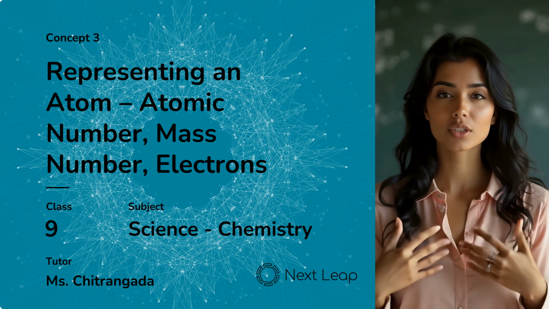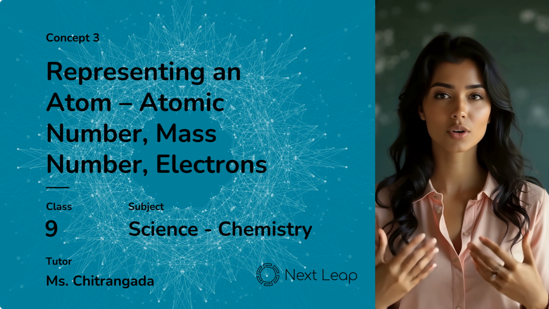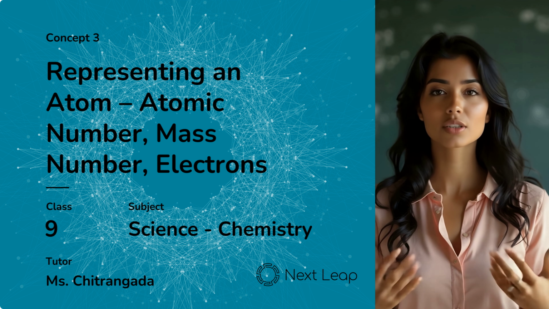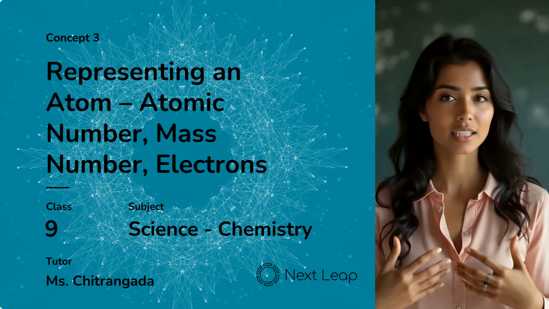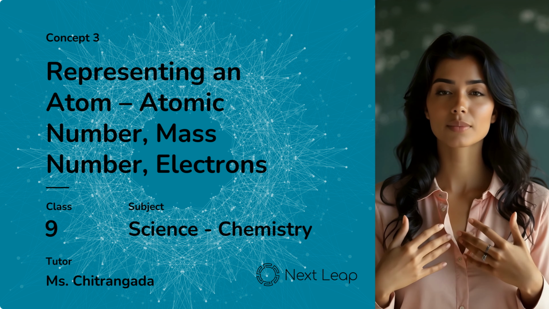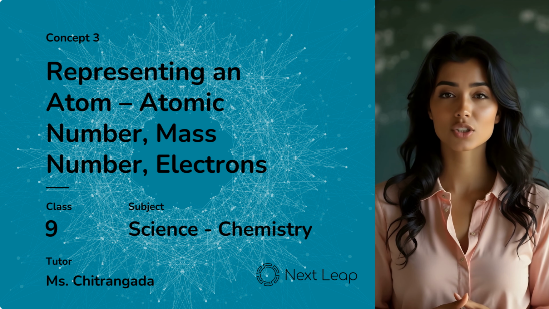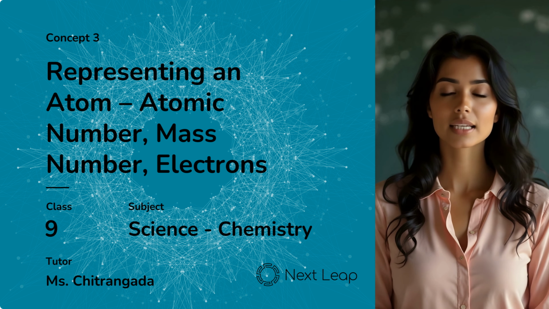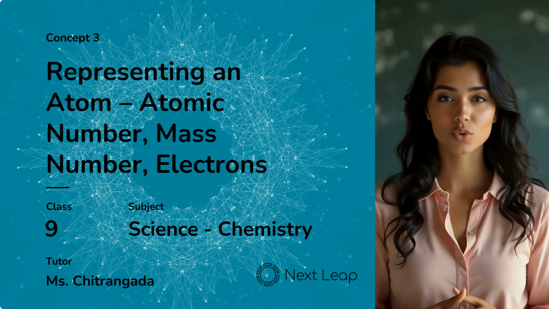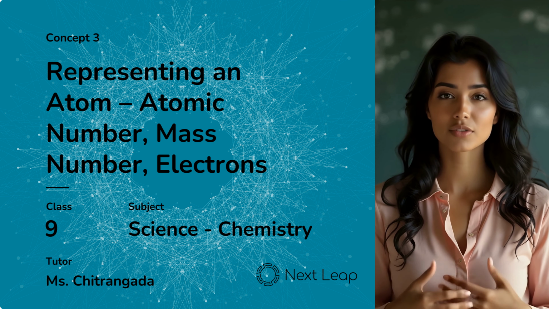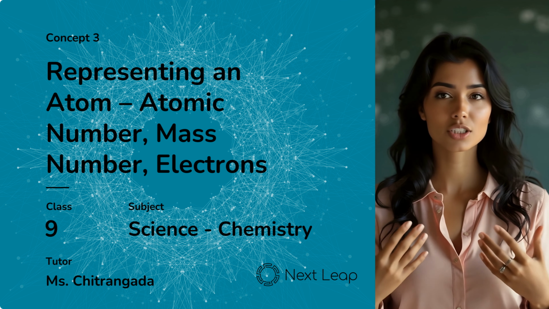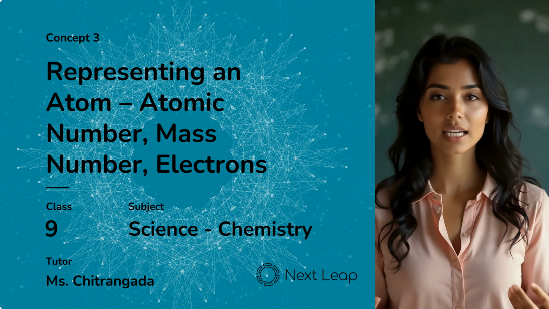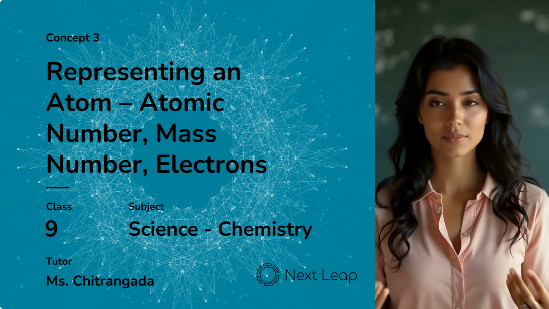Let's start with a simple question. Have you ever wondered what makes oxygen different from nitrogen or gold different from silver? The answer lies in a fundamental concept called the atomic number. In chemistry, the atomic number, written as Z, is defined as the number of protons present in the nucleus of an atom. Think of it as an atom's fingerprint. It uniquely identifies every element in the periodic table.